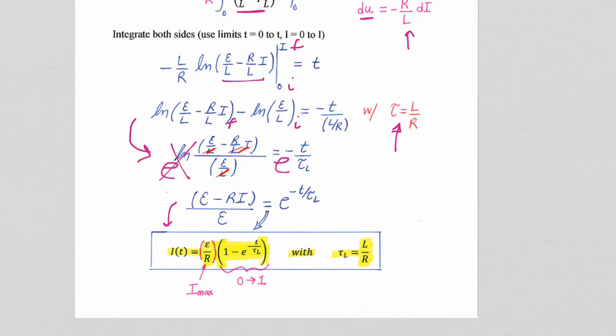As I said, we get a very familiar mathematical structure in our result. Notice we have the amplitude, the maximum current, based on Ohm's law: battery voltage divided by the resistor that's in series with it. The bracketed term will go from 0 to 1, so that represents our decimal percent of I max.